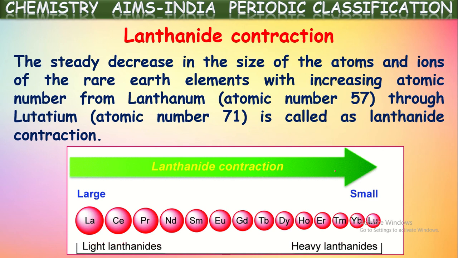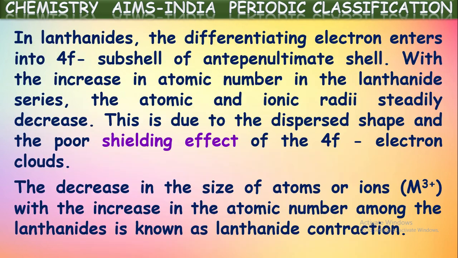So, as atomic number increases, atomic size decreases among the lanthanoid elements. That is from lanthanum to lutetium. The size is being gradually decreased. This decrease in the size of the lanthanoids from left to right, that is from lanthanum to lutetium, is called lanthanoid contraction. Why is it so? Let us see why it is being decreased.